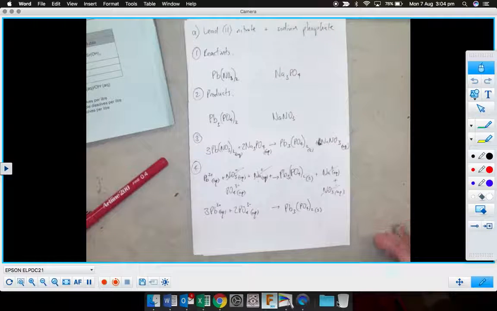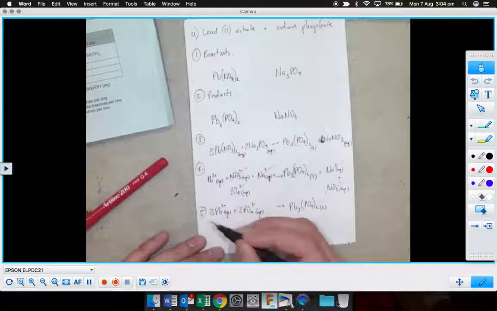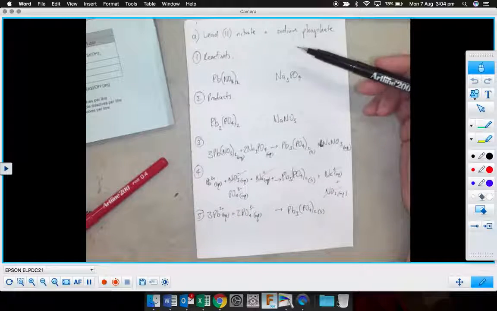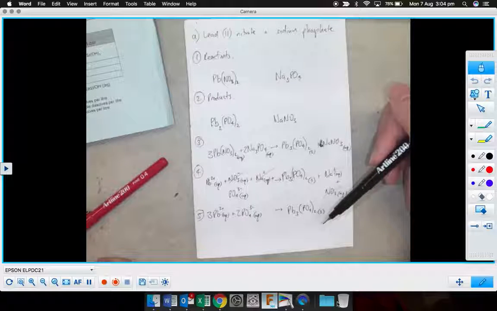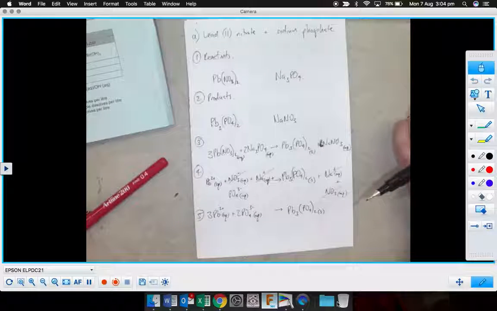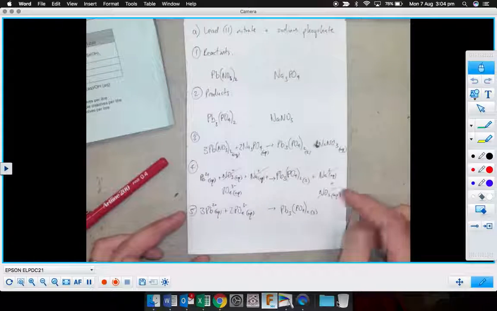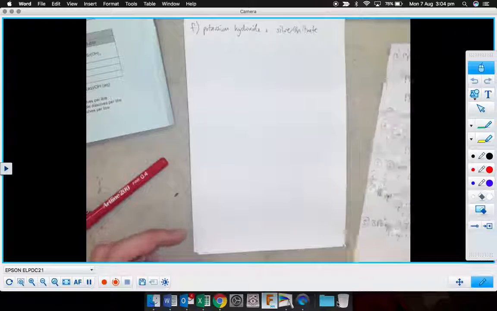All right. So this is how you would write out this ionic equation for lead nitrate and sodium phosphate. As you can see, we went through quite a lot of steps, quite a lot of writing. That's probably not the most efficient way to do it. That was the long way, showing all of the concepts and ideas that we're talking about for an ionic equation. But let's do the short way.